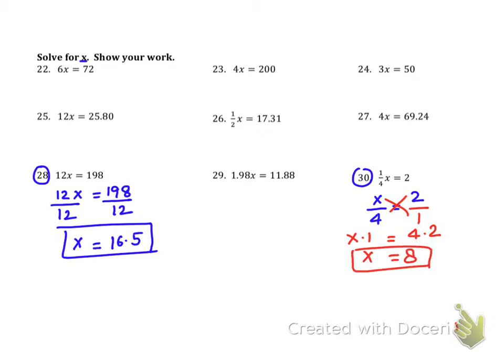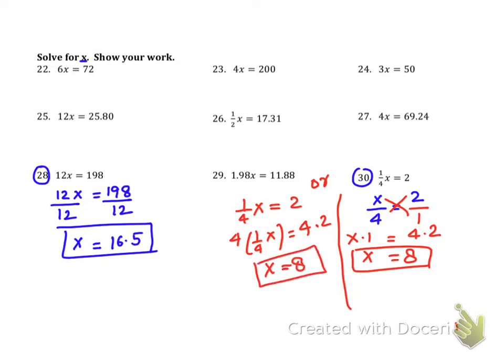Same question you can do the other way. If you like to use the equality properties, 1 over 4x is 2. You need to get rid of the 4 in the bottom, so you multiply by 4 on both sides. So 1 over 4x, 4 times 2, the 4 gets cancelled, x equals 8. So no matter which way you do it, it's up to you. You need to think and use that method.